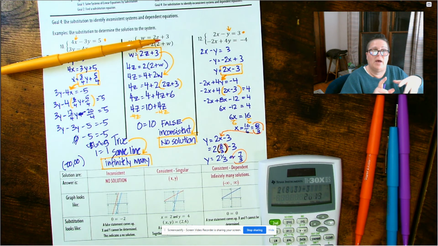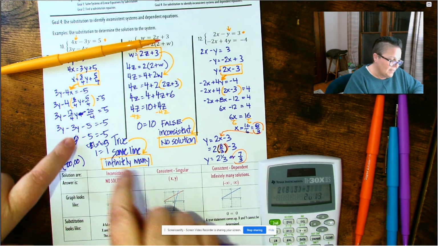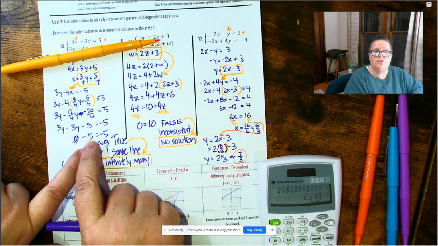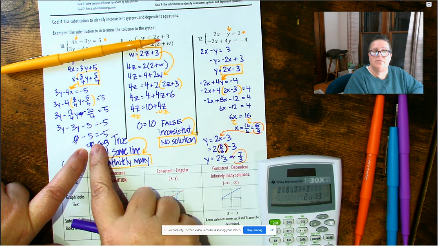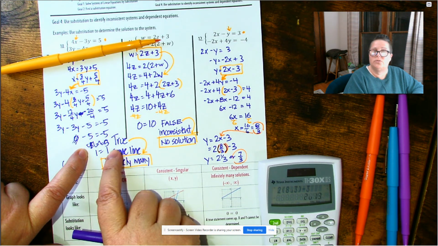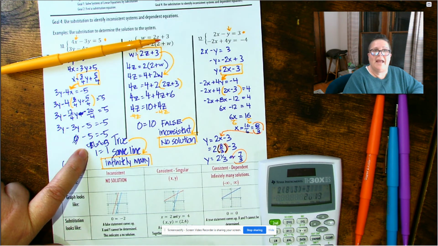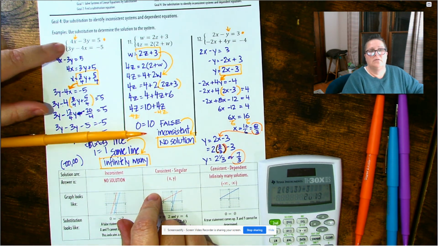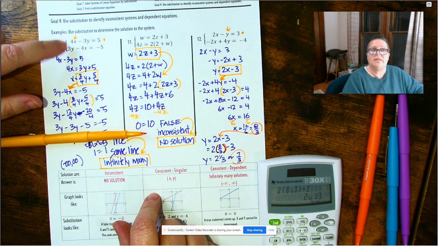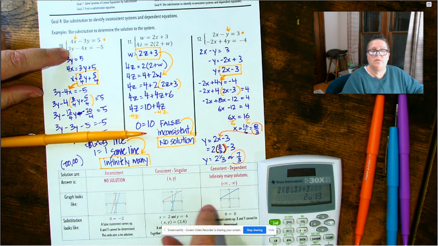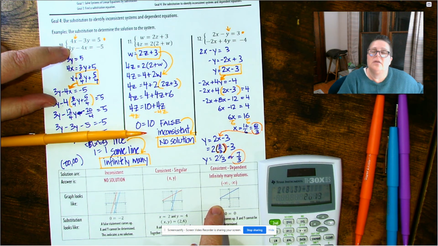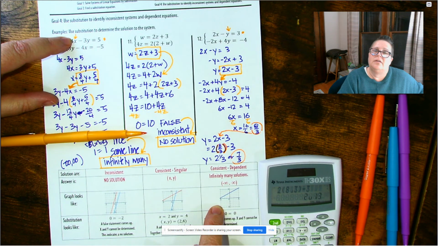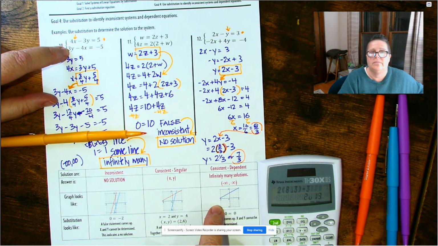So again, to sum up, with substitution, if you get a true statement, with no variables left at all, like 5 is equal to 5 or 1 is equal to 1, that should tell you that what you have is the same line or a line and a copy of it. So these are the same line. If you were to graph them, you would have a consistent system with a dependent solution, meaning the solutions to one of the lines are dependent upon the solutions to the other, okay?